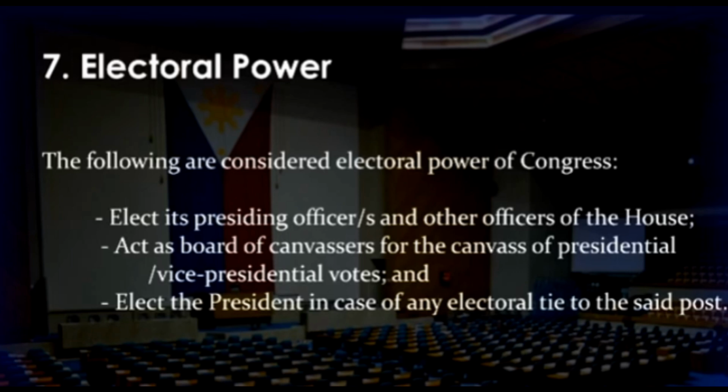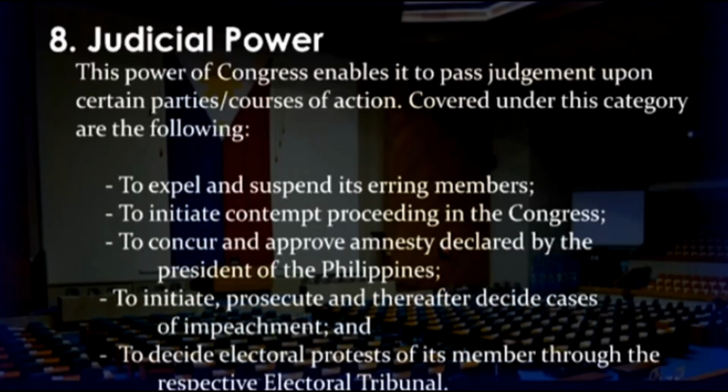Electoral power. The following are considered electoral powers of Congress: elect its presiding officers and other officers of the House, act as board of canvassers for the canvass of presidential and vice presidential votes, and elect the president in case of a tie in the said votes. Judicial power. This power of Congress enables it to pass judgment upon certain parties.